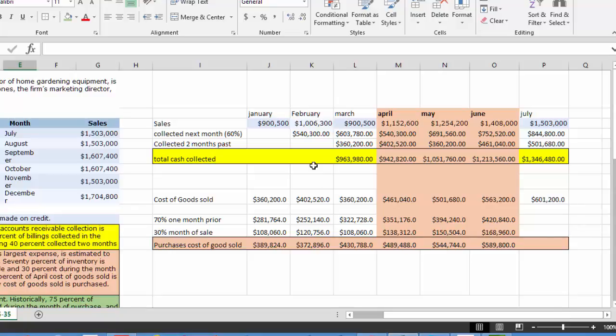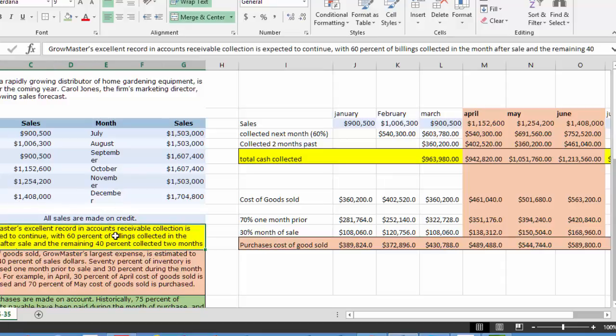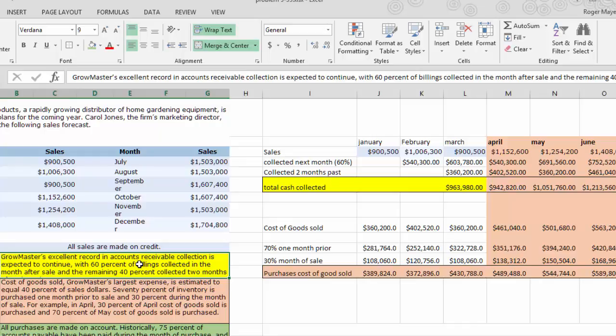So we have the sales figures here. January is $900,500, February is $1,006,300, and so forth. And that's coming from the narrative related to our sales. Now, what you see here in the first piece is that Grow Master has an excellent record in accounts receivable and expects to continue to collect 60% of billings in the month after the sale, and the remaining 40% collected 2 months later. So what are we talking about here?